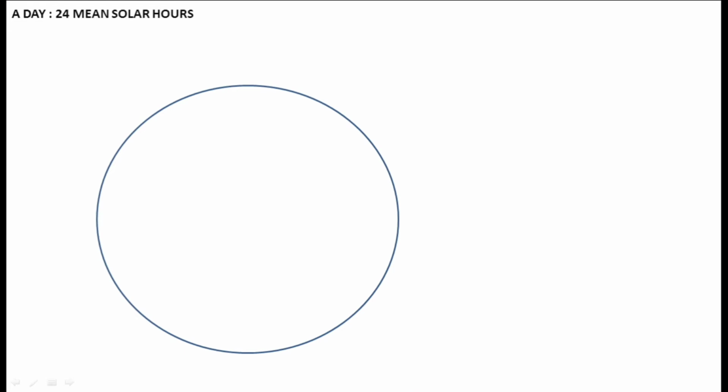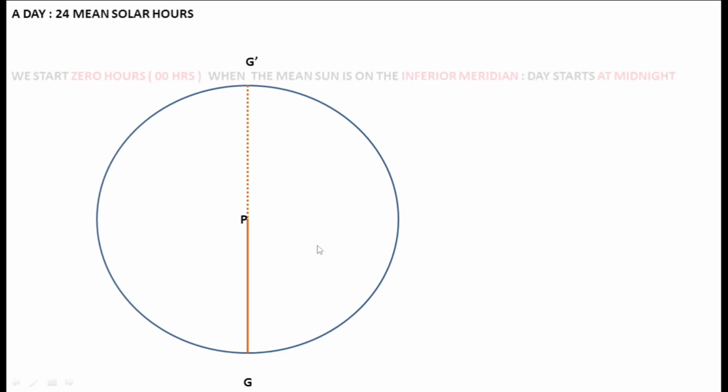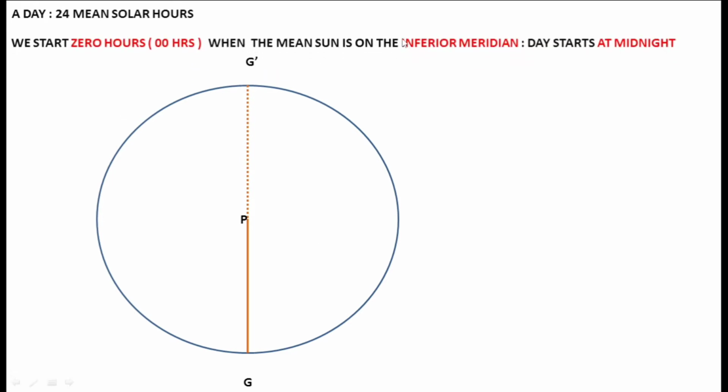Now, a mean solar day is 24 hours. That's what we talked about. Now, this is your Greenwich meridian, the inferior meridian. We start off our day at midnight, as you all know, and when we talk about Greenwich time, it will be measured from Greenwich. So when the sun is on the inferior meridian of Greenwich, that is the time the day starts.